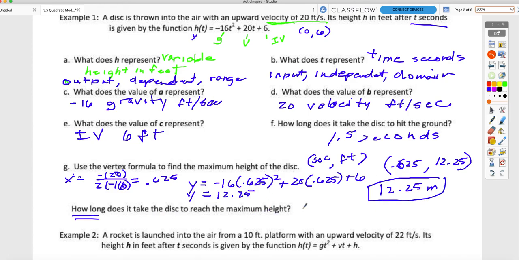How long does it take? It takes 0.625 seconds. And if I hadn't built that key, I wouldn't know that. Okay, keep going. And one more example.